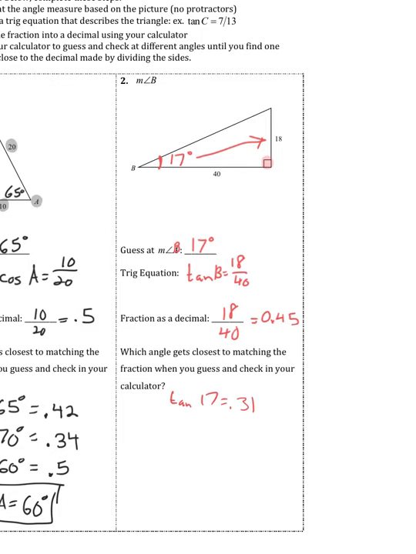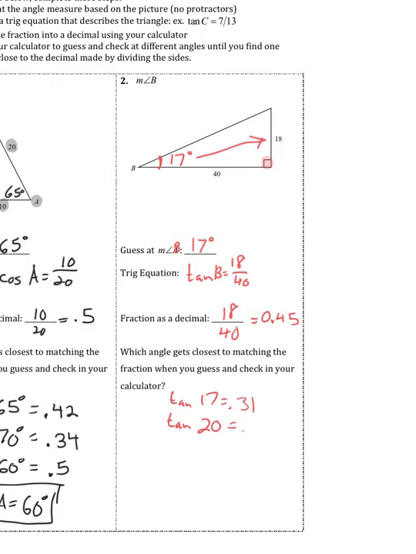0.3, it's actually 0.31 if we round to the nearest hundredth. So not quite 0.45, so maybe we'll go bigger. Let's try tangent of 20 and see if we're going up or down. That's the first thing we want to figure out.